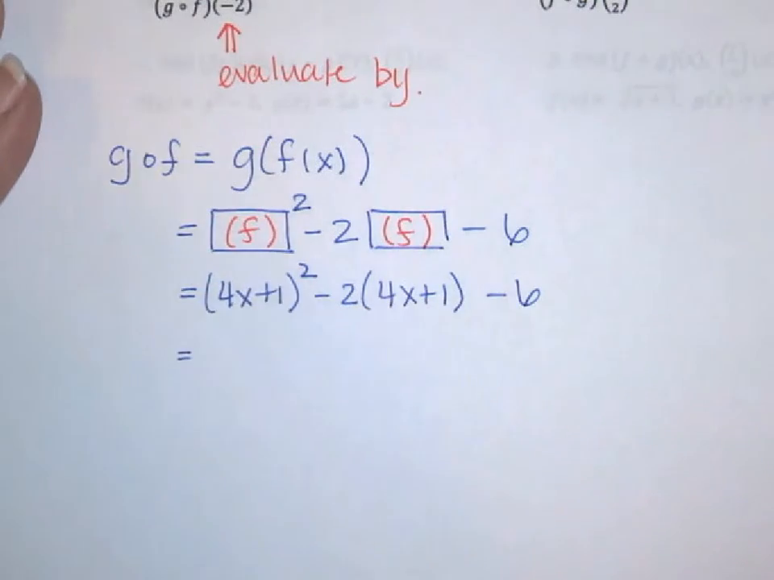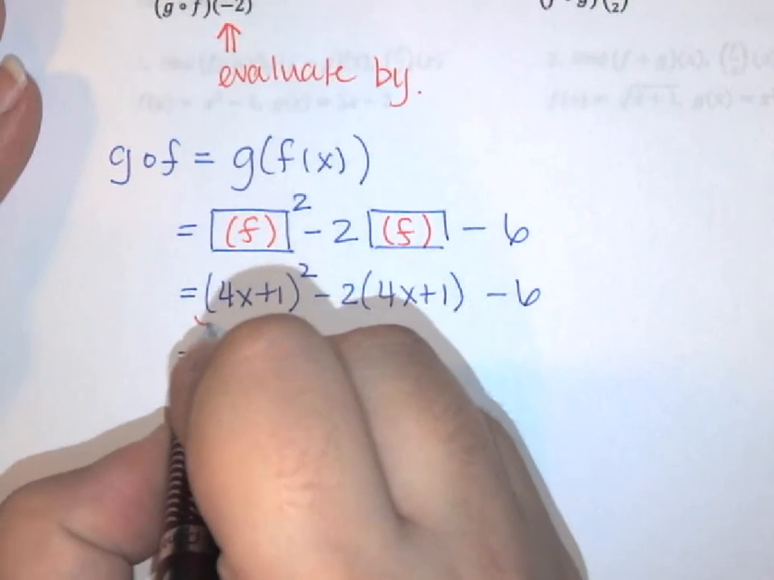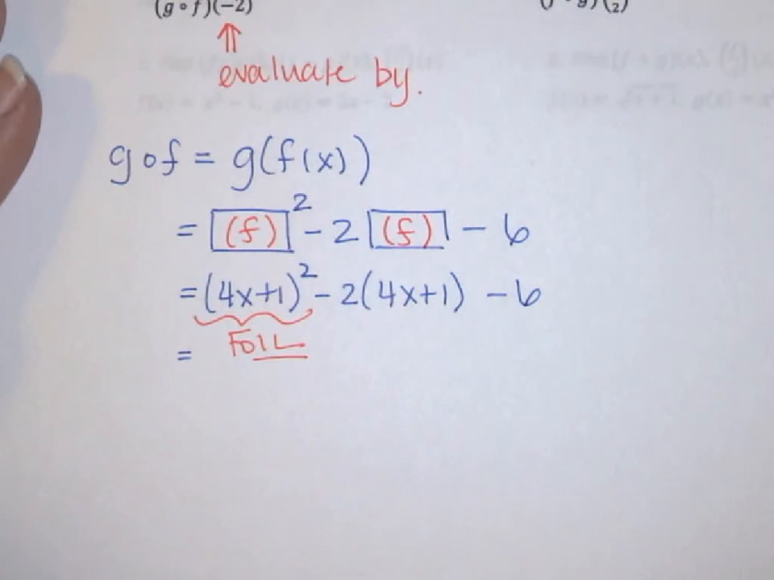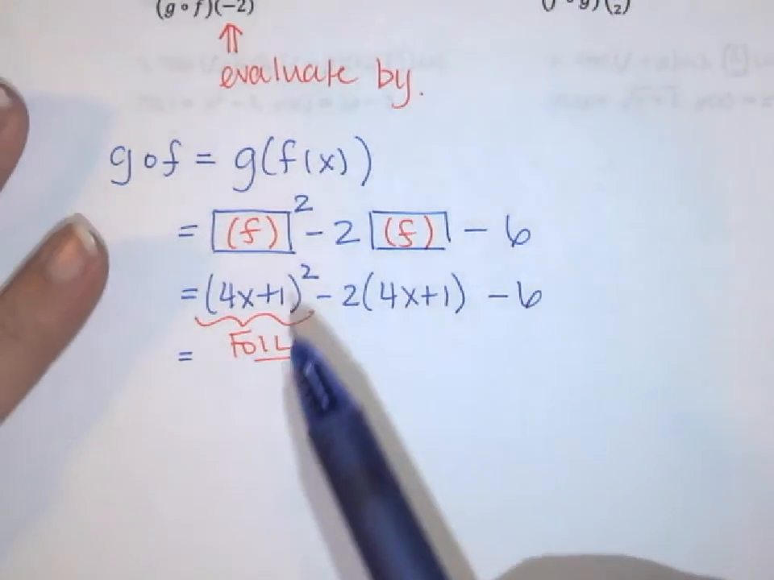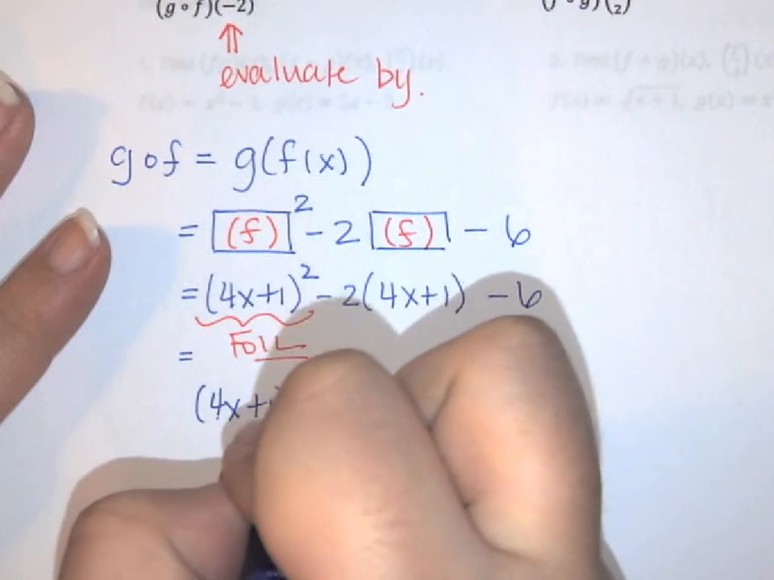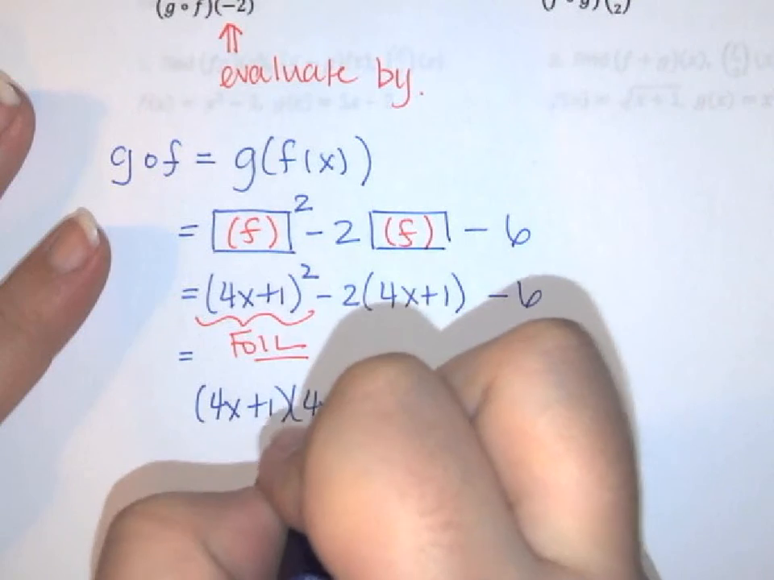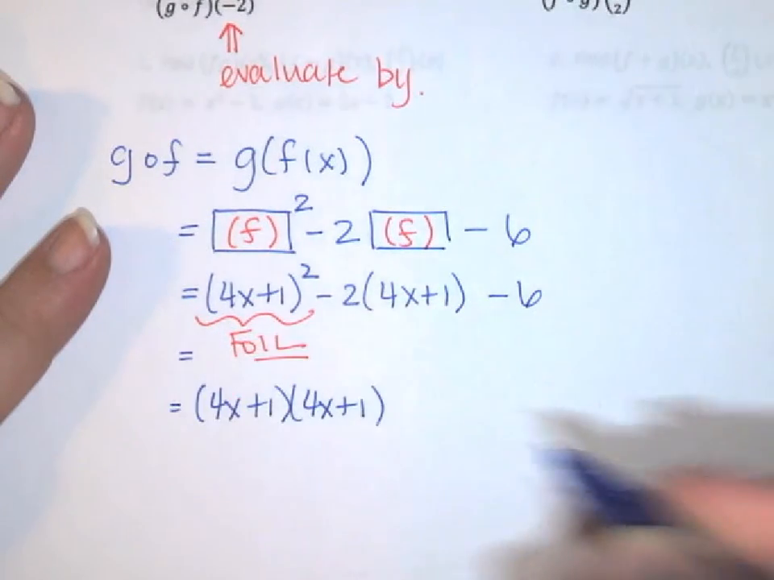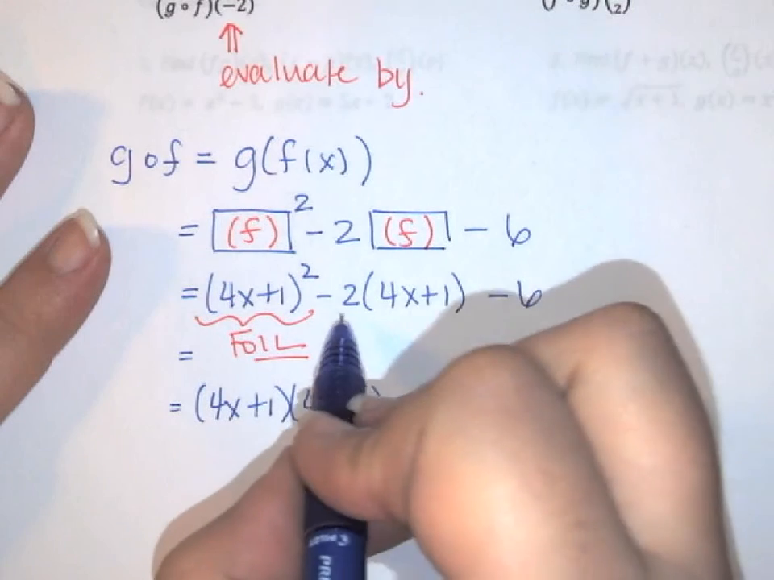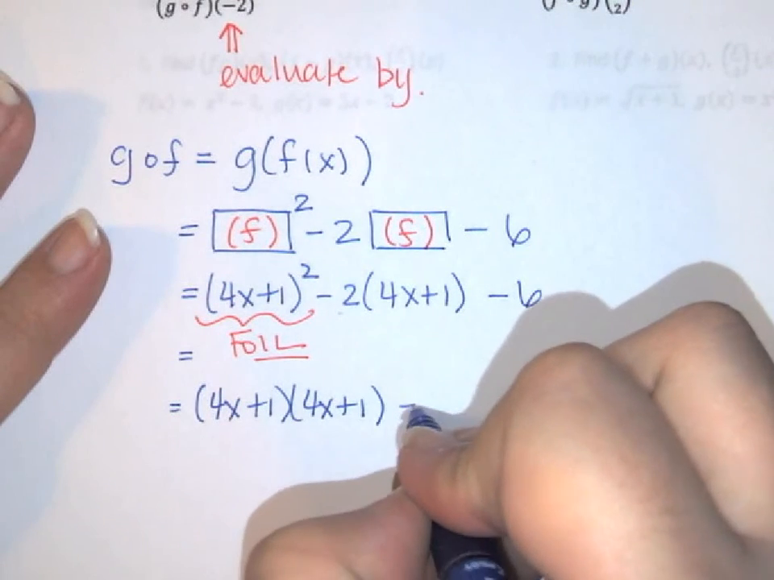So I need to solve. This first piece right here, you have to FOIL. Why? Because this is actually a binomial, and a binomial squared means 2 of them. So I'm actually going to have 4x plus 1 times 4x plus 1. Well, this next binomial, I have to distribute that. So -2 times 4 is -8.